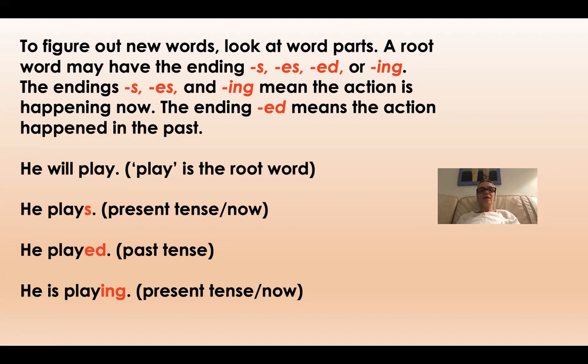Okay? He plays. That is present tense. That is also now. All right? He played. That's in the past tense. And he is playing. That's in the present tense or now. And again, because I added ing, I had to use a helping verb. Is. He is playing. I can't say he am. I can't say he are. I can say he is playing now.